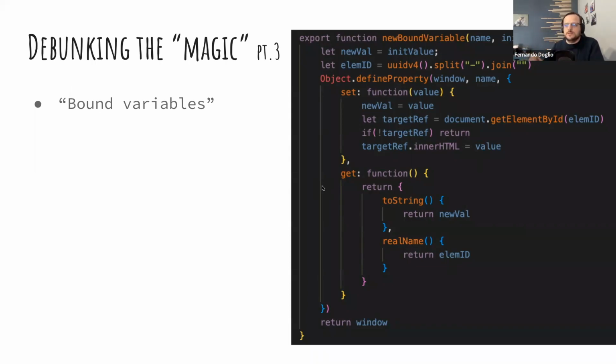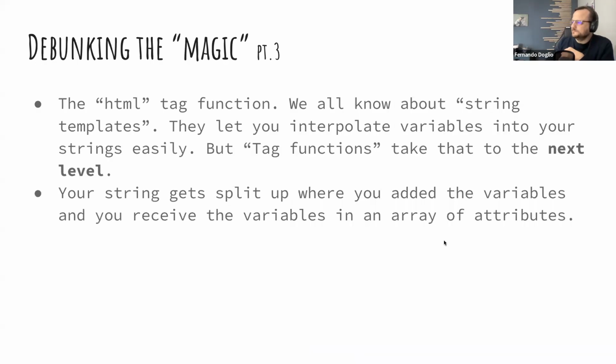or use it with a string somehow. Essentially, when you try to serialize your object into a string, this method gets called. So you don't have to call it yourself. You can, but you don't have to. And the real name method is actually going to return the element ID that we defined before. And that's the magic. That's pretty much everything you need to know to create the one-way data binding.